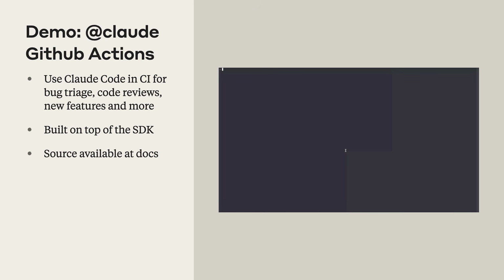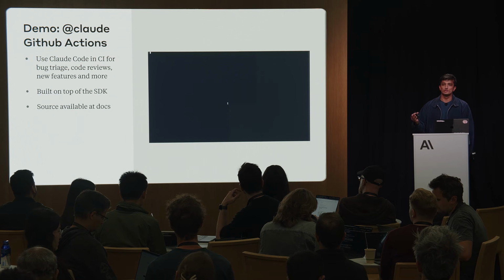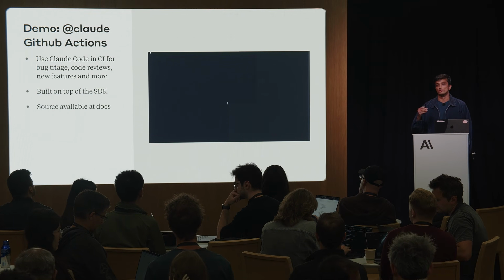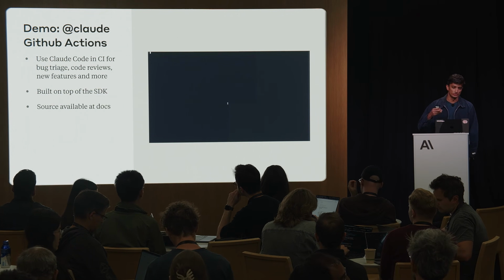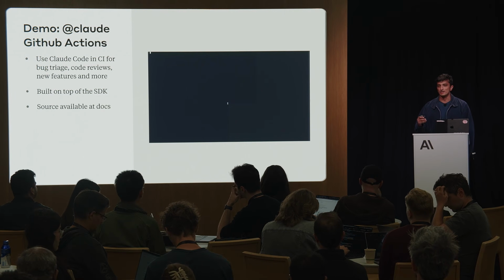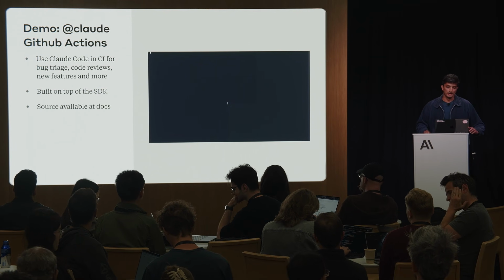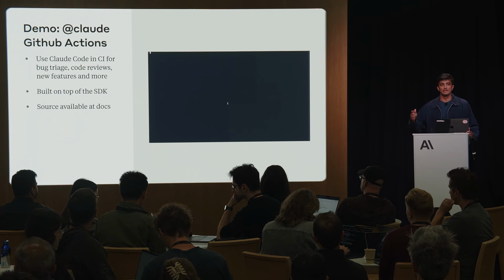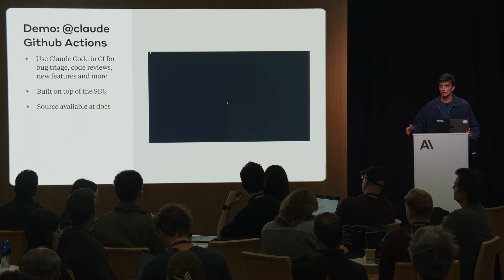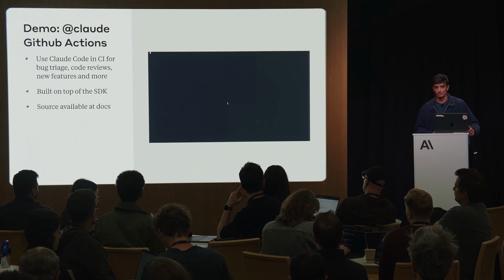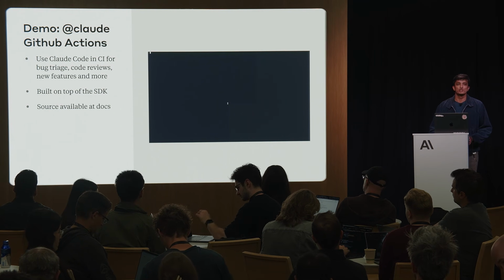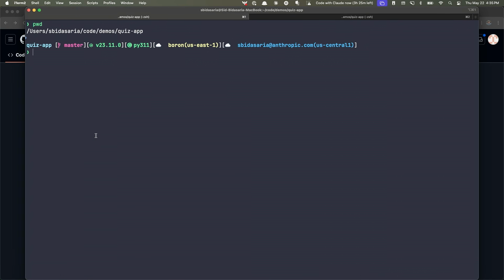Let's get into a significantly more complex example now, which is the Claude GitHub action. The Claude GitHub action was built on top of the SDK, and it can be used to review code, to create new features, to triage bugs and so on. This is also open source, so I'll include a link at the very end of the talk, so you guys can go have a look at the source for inspiration for how to use it. But for now, let's jump into a live demo on my laptop.